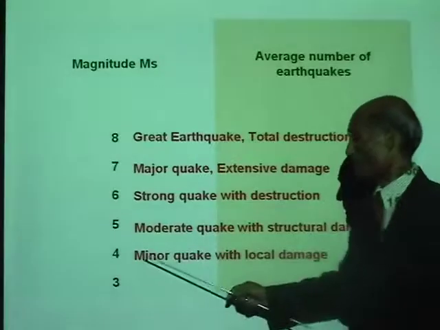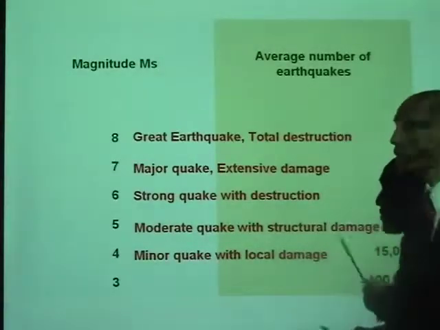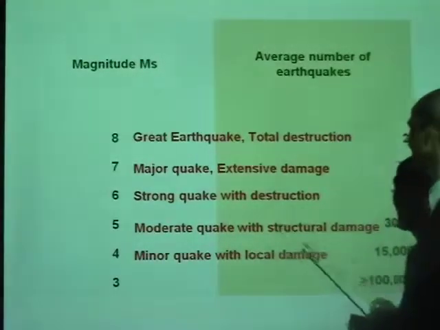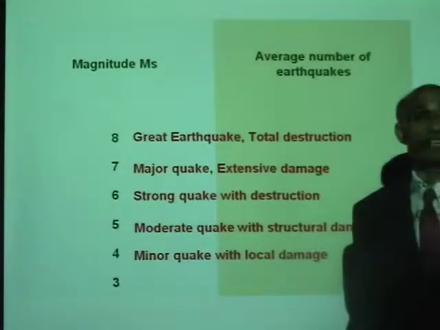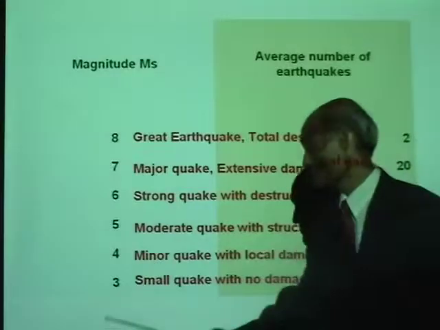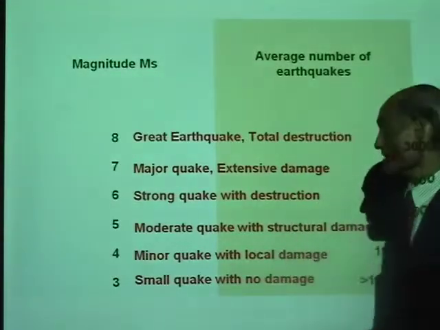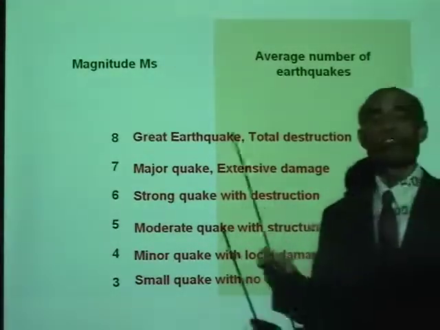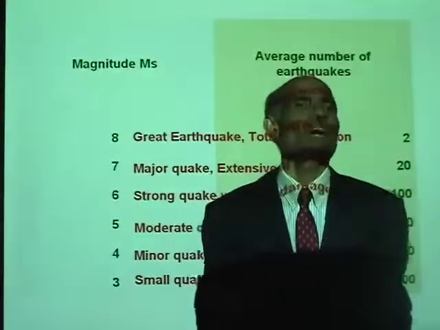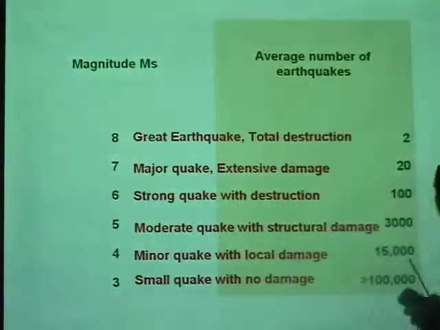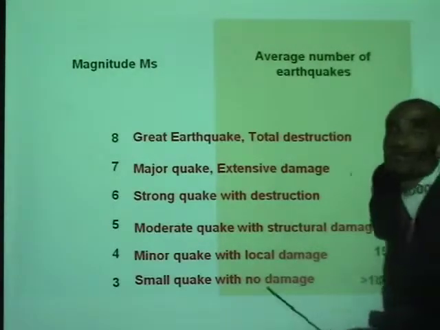Well, magnitude 4 is a minor quake with local damages. There are about 15,000 of those a year. And magnitude 3, a rather small quake with fairly no damage. You experience a little shake, and that's it. And there are over 100,000 of those.